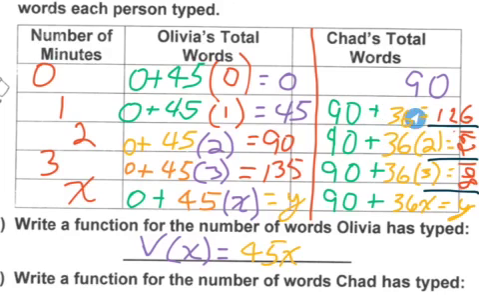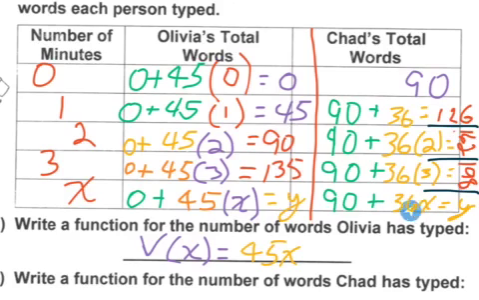90 plus 36, that's multiplied by 1. I just didn't write the 1. For a total of 126 words total. This is total being typed. So she's typing faster than him, but he started earlier than her. So that's why he's got more words. Next is 90 plus 36 times 2. That totals 162. And then we have 90 plus 36 times 3. That's 198. And then here's your general function.